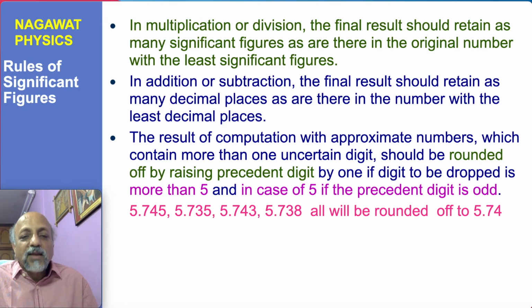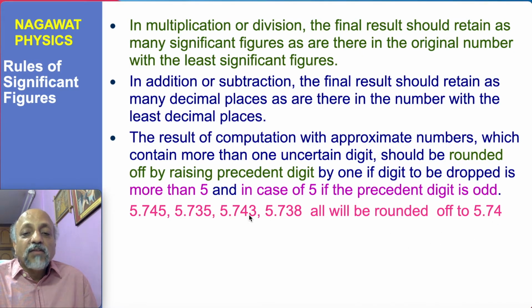It is explained that if we want to round off to 3 significant figures, all these numbers. The number here at the end, 5.738: the digit to be rounded off is 8, and since it is greater than 5, the preceding digit will be raised by 1. So 5.738, because 8 is more than 5, will be rounded off to 5.74.